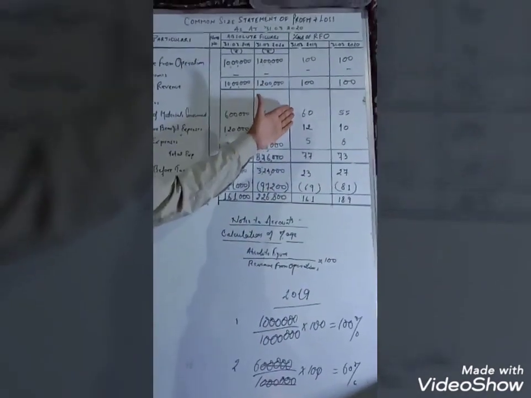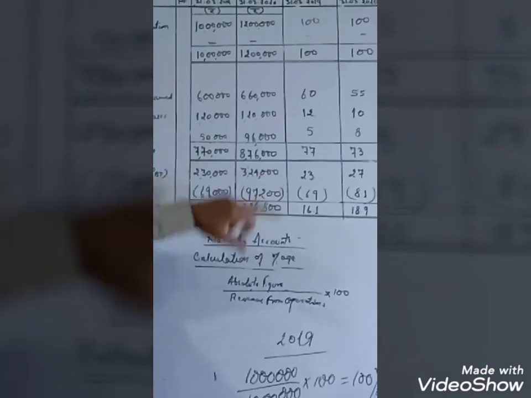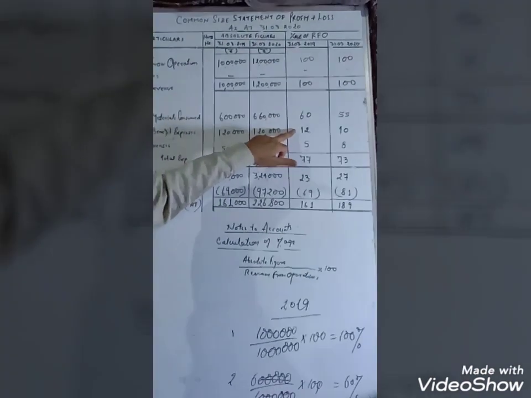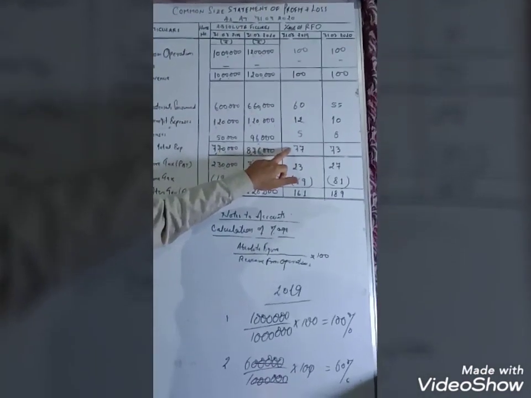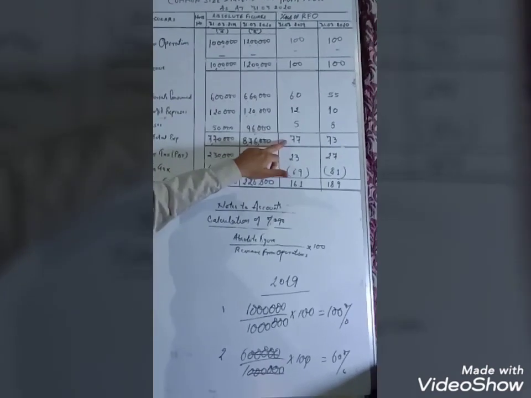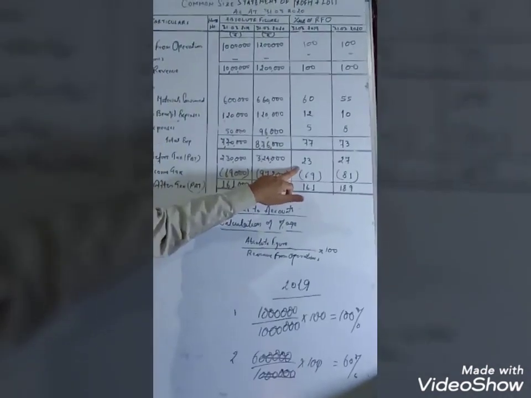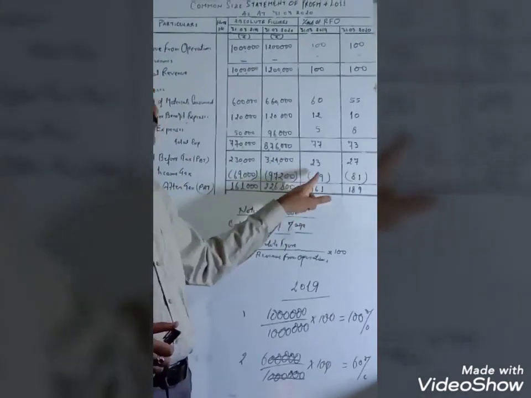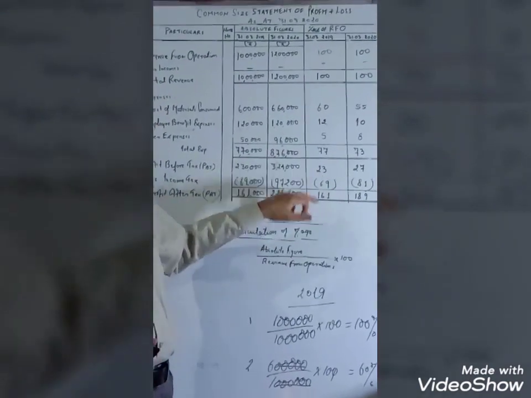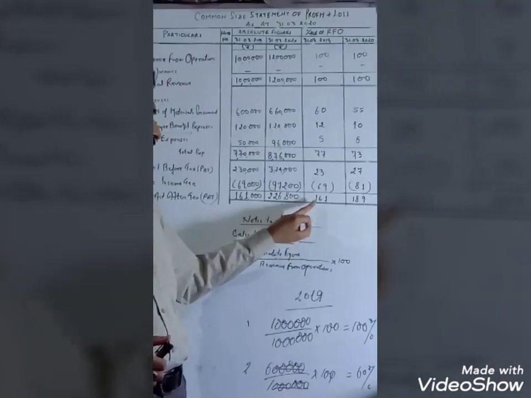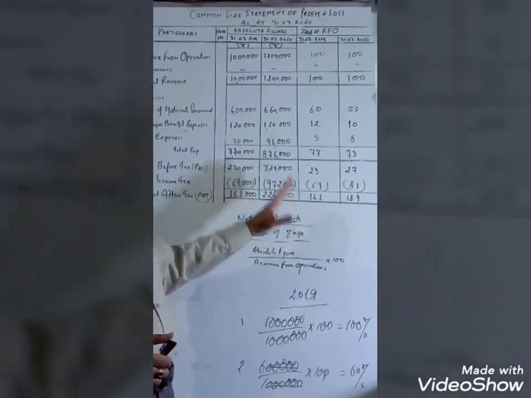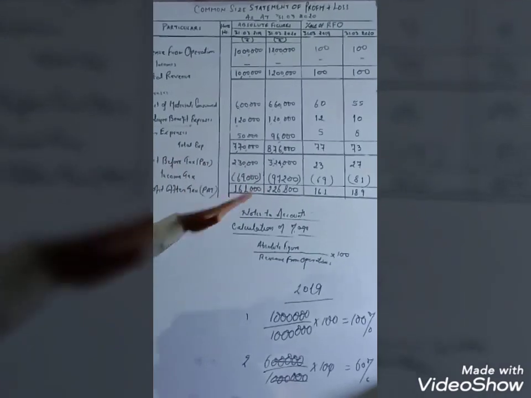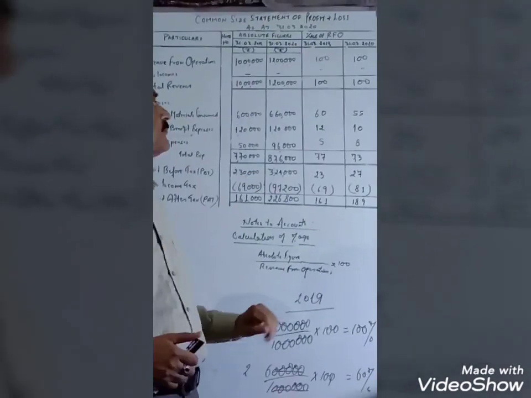Now if we make a total of this percentage column, 60 plus 12 plus 5, this works out to 77. 100 minus 77, we will get 23. And if we take 30% of 23, we will get 6.9. And after deducting 6.9 from 23, we will get 16.1. So horizontally as well as vertically we can verify it.